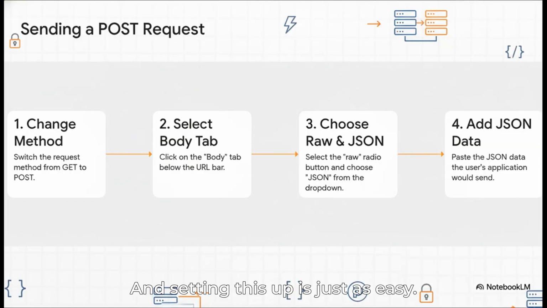And setting this up is just as easy. First, you'll change the method in the dropdown from GET to POST. Now, since we're sending data, we need to add it to the request's body. So you click the Body tab, select Raw, and then make sure the format is set to JSON. Then you can just paste in the data you want to create. This is how you perfectly mimic the action that might be failing for your user.